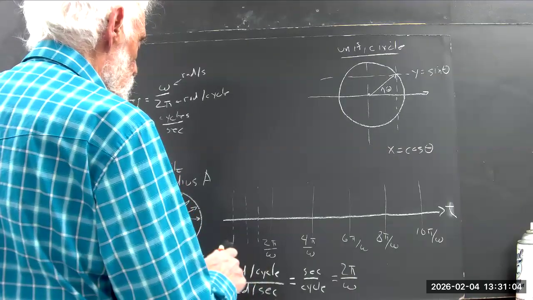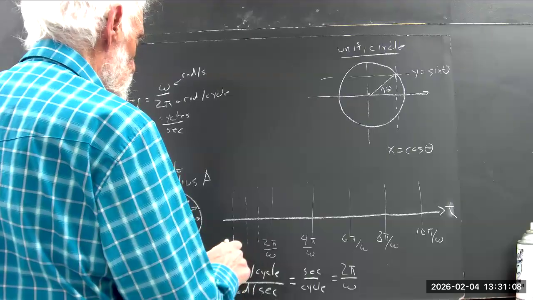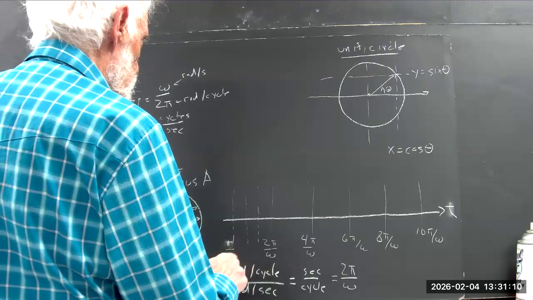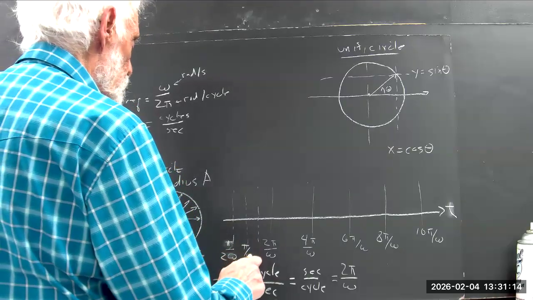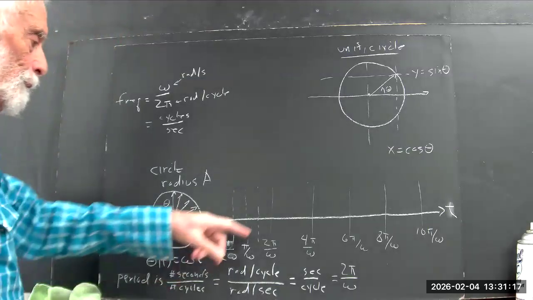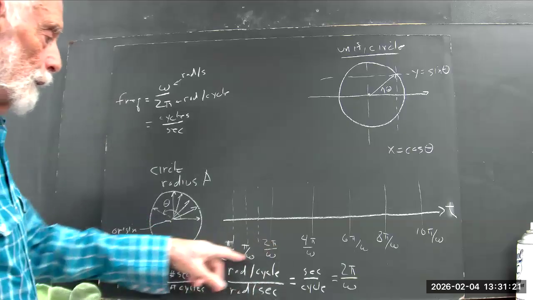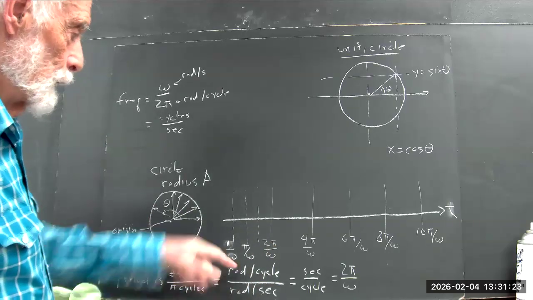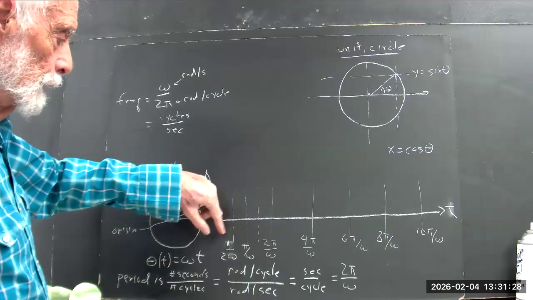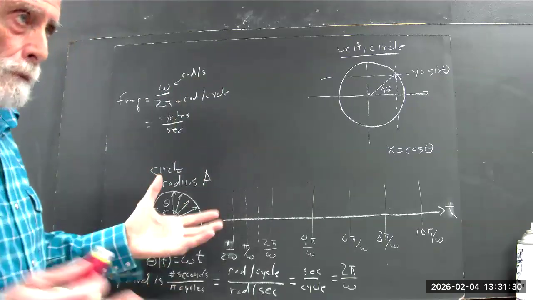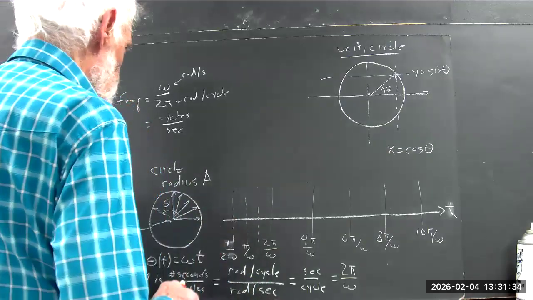Sorry. Pi over 2 omega. Pi over omega. This is 3 pi over 2 omega. I don't have room to write that down. I just divide this by 4. Okay. Then I divide it by 2 to get this one. And then I multiply 3 times what I got here. I get 3 pi over 2 omega. Now, hopefully, that's not a problem for you.